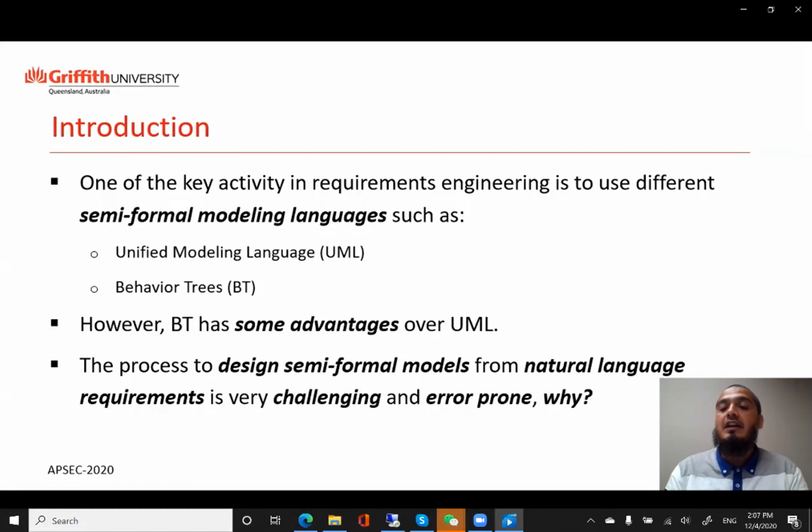The process to design these semi-formal models from natural languages is very challenging and error-prone. Why? Because first of all, natural language is very flexible. Each user has a different way to describe requirements, and each user can use a different set of vocabulary. All these problems make this process very challenging and error-prone.